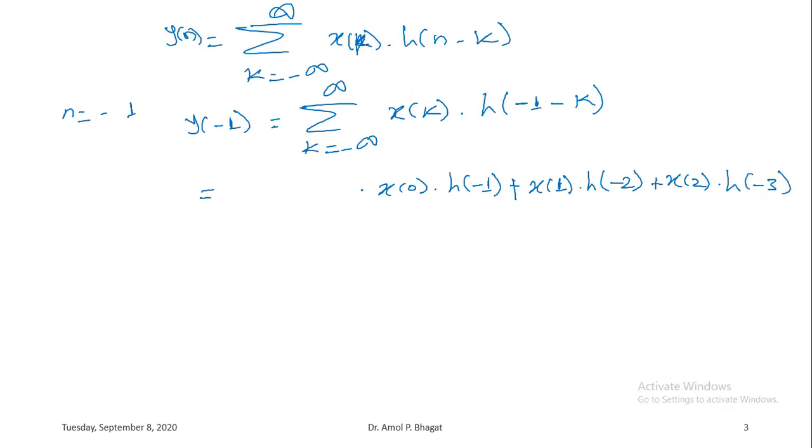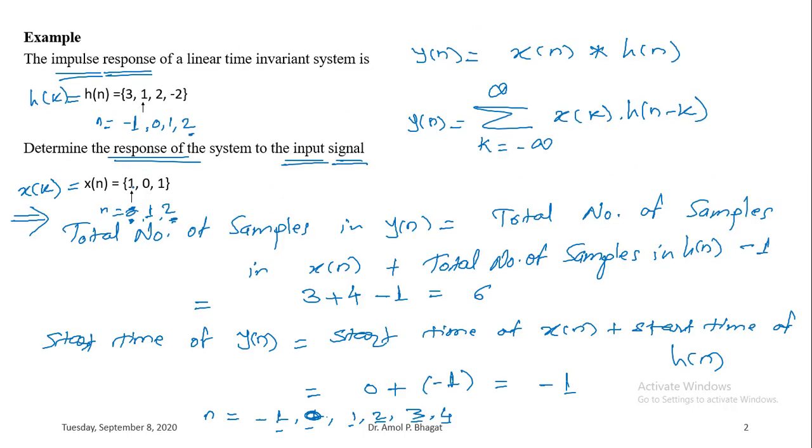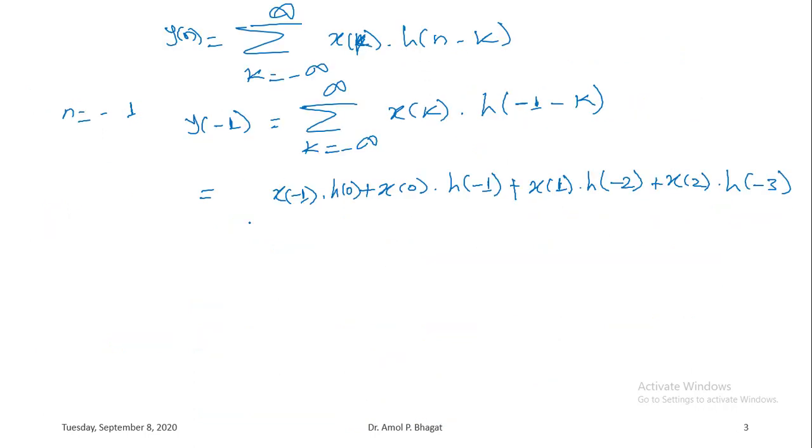Similarly, if I substitute k equals minus 1, it will be x of minus 1 into h of minus 1 plus 1, which is h of 0. Likewise you can substitute different values of k, but x of minus 2 is 0 as per the given sequence. There is no value present at k equals minus 2, so that means it is 0. So we need to substitute it.